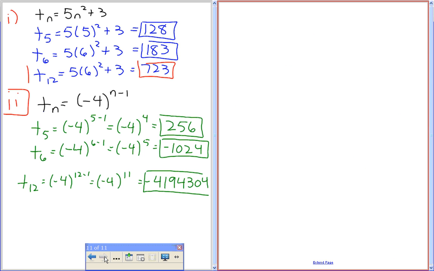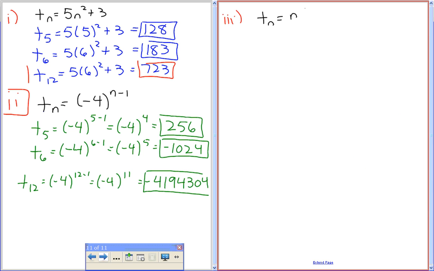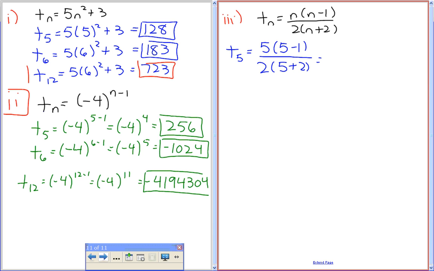All right. The last equation was the monster: Tn equals n times n minus 1 over 2 times n plus 2. Okay, I need all these answers in fractional form. Go ahead. T5 equals... Sorry? I got it wrong. 1.42. Okay, I'm just going to slow down here. I didn't mean to shoot you down. What I meant to say was, please leave in fraction form always.